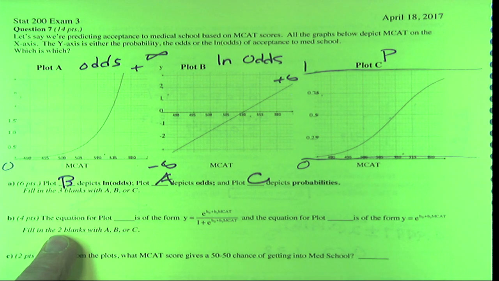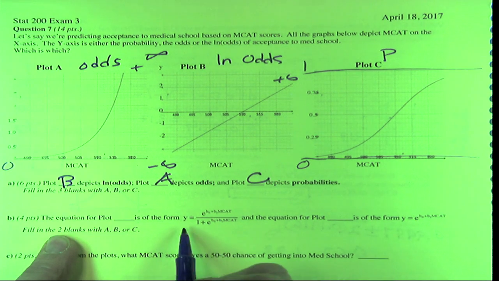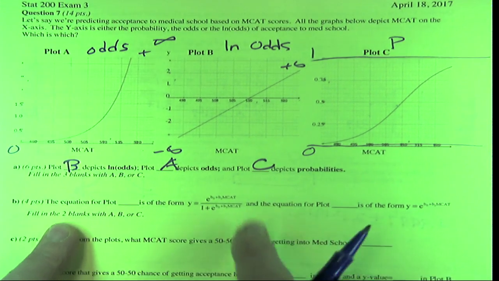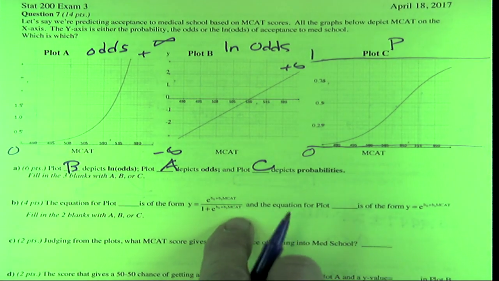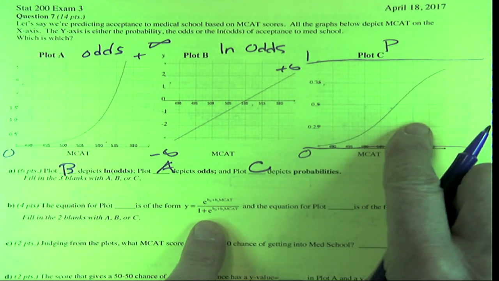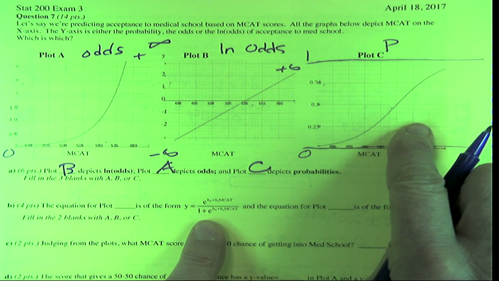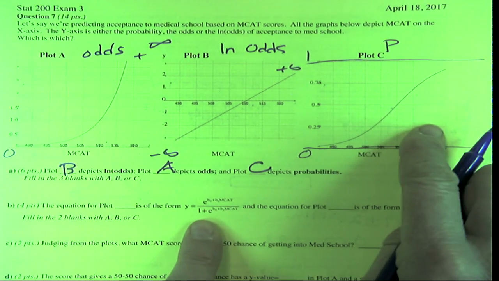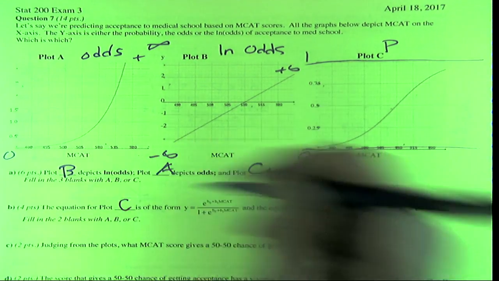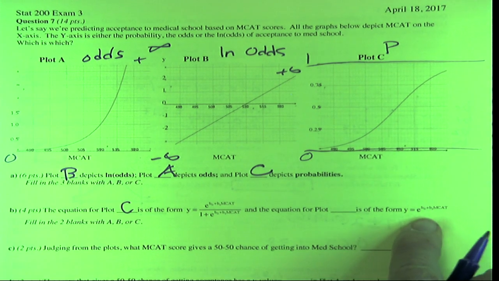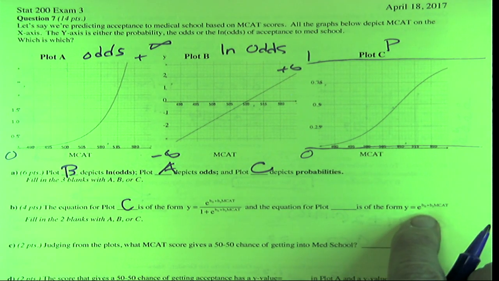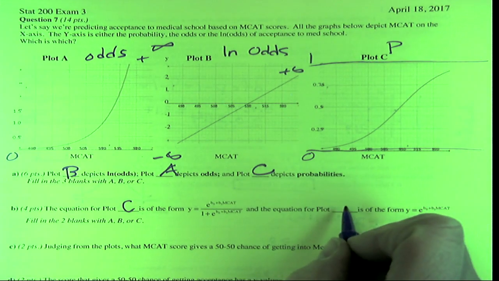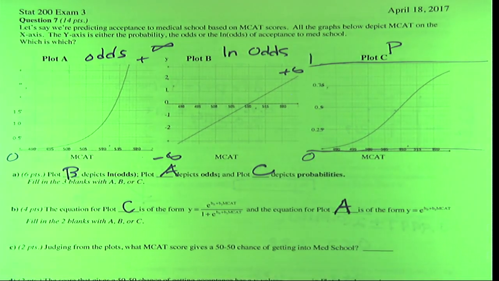Now the equation for this one right here, you should know that one as odds over 1 plus odds. That is this S-shaped curve. This is the probability. It can never get bigger than 1 and can never be negative. This is your probability. And this is the exponential curve here. The limit goes from 0 to infinity, and this is your odds.